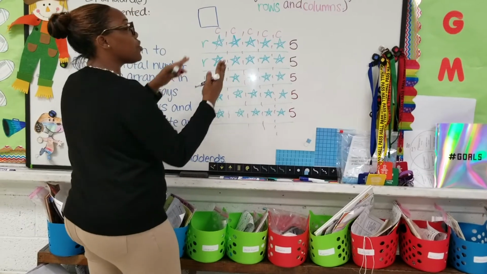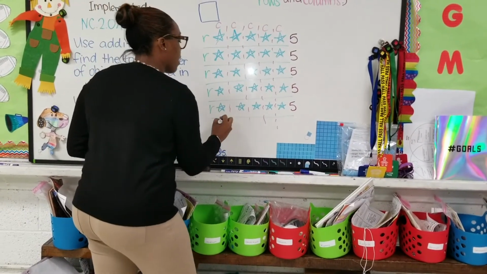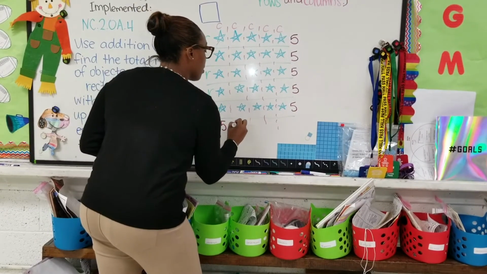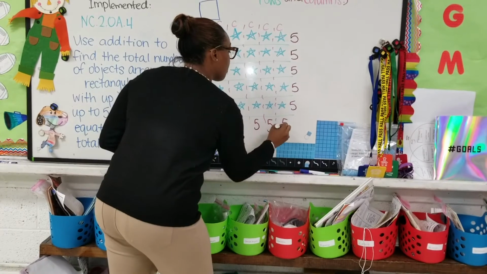Then, if you choose to do columns, we're going to do the same thing. 1, 2, 3, 4, 5. And I'm just going to go ahead and write down the 5 to represent each one.